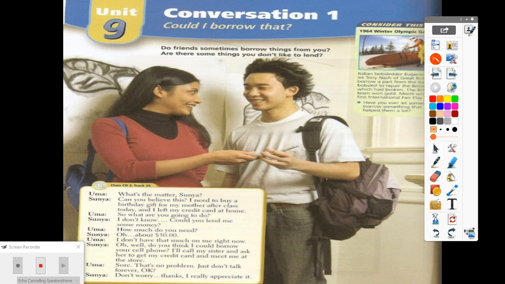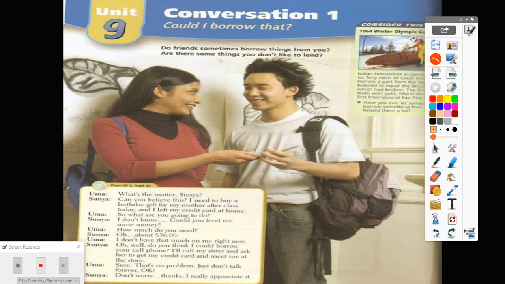And now, another unit, another title, another subject that we are going through, inshallah: could I borrow that? Now, 2 friends.